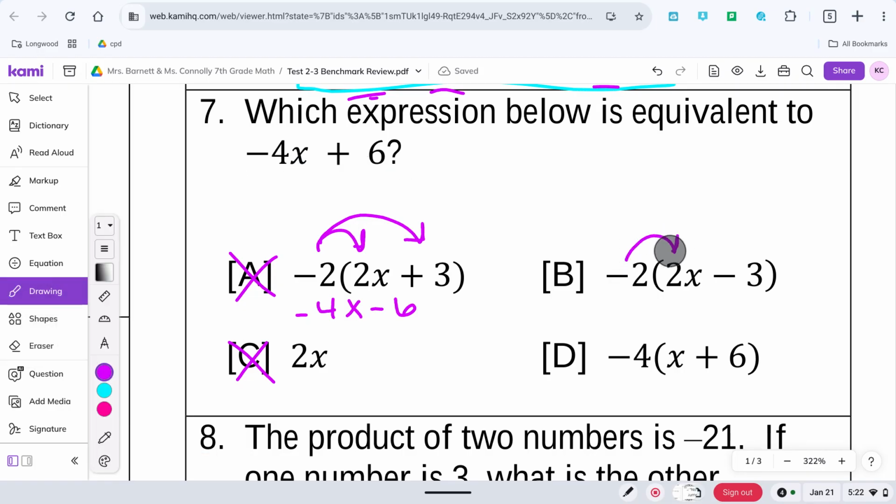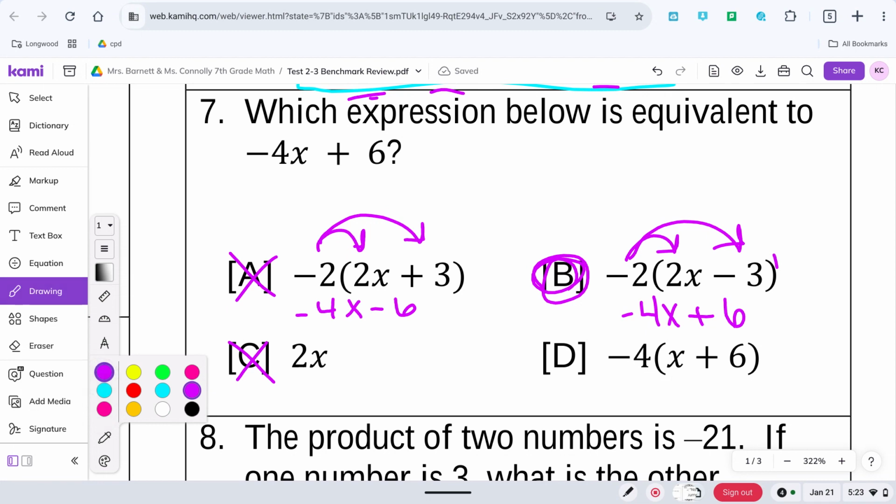Please don't fall for that one. That one's almost a trick. Negative 2 times 2x is negative 4x, and negative 2 times negative 3 is going to become positive 6. Ooh, that one's looking good. Let's check the last one in case. Again, last time I'm saying it, good test takers, we're going to check the next one anyway. Negative 4 times x is negative 4x, and negative 4 times 6 is negative 24. That one is not it. So the only one that works is B.